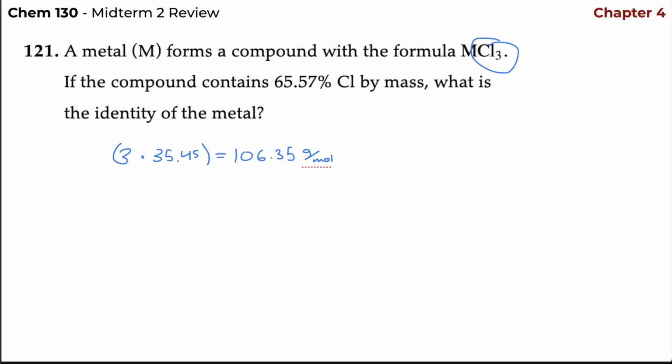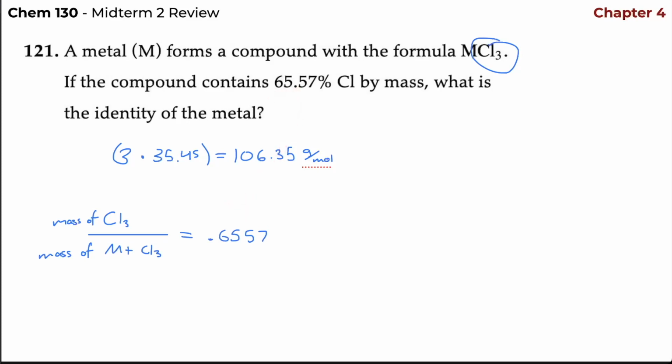Well, let's just do a hypothetical, right? So Cl3 over the mass of, let's just put that there so you know what we're talking about. The mass of Cl3 over the mass of M plus Cl3 is equal to 0.6557, because remember, when it's a percentage, you have to move the decimal point too.